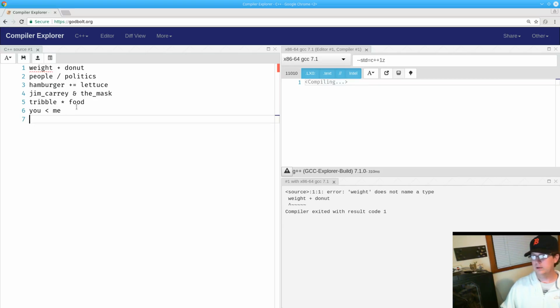We can compare. You is less than me. If we want to do a comparison of two objects for equivalence, then we can use the double equals operator. In this case, a single equals would be an assignment. These are a subset of all the binary operators.